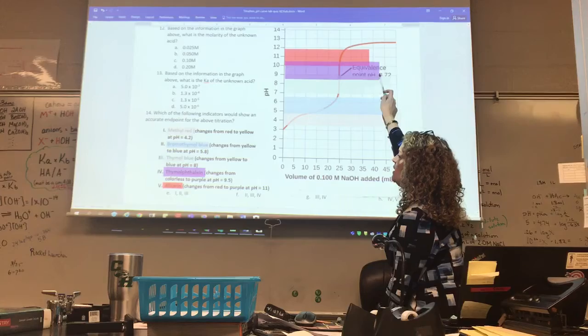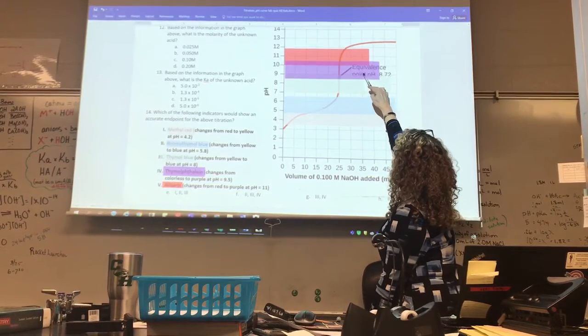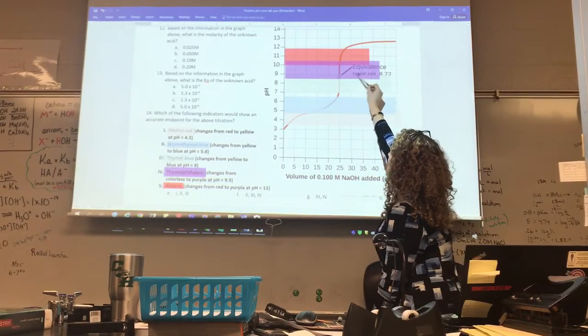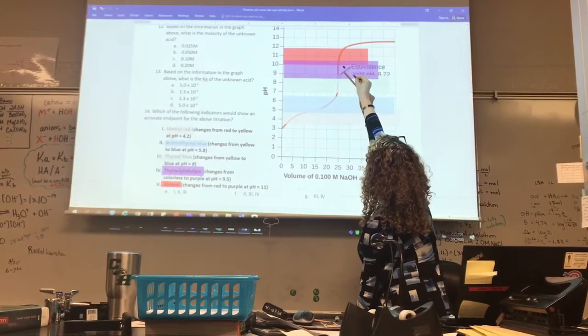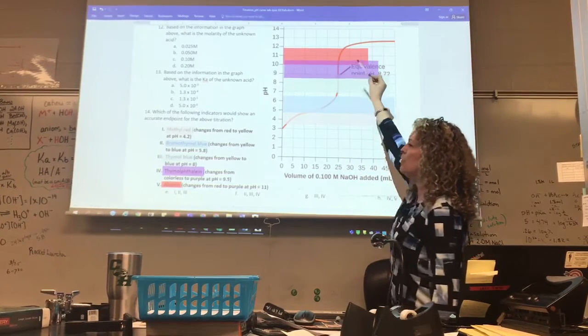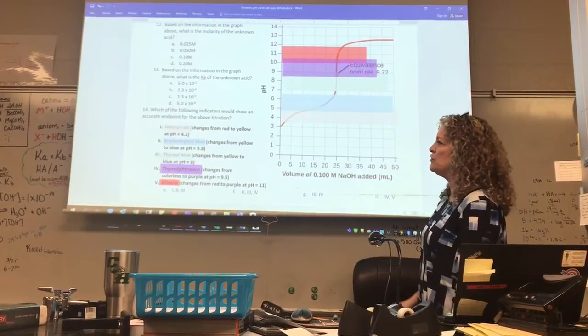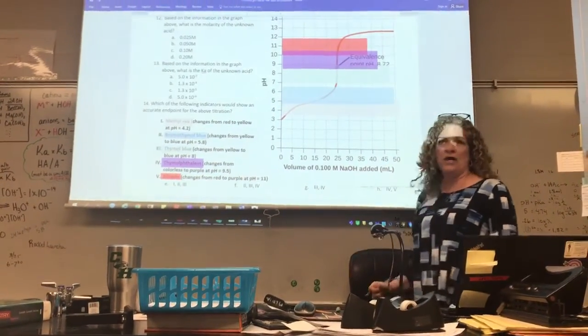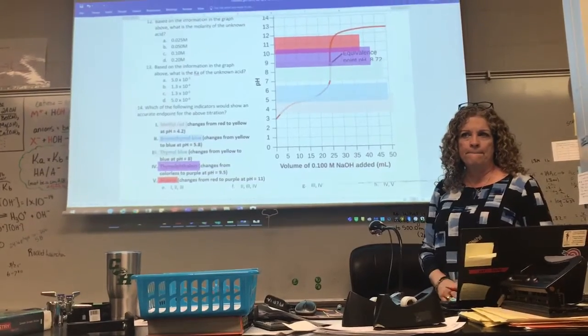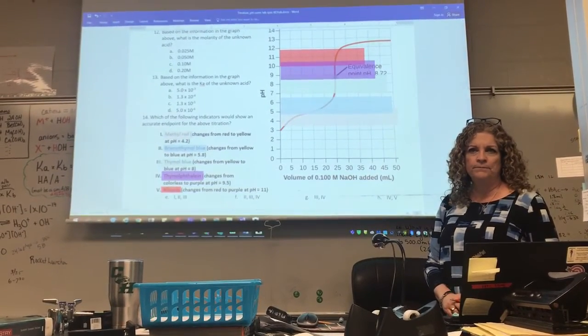How about the thymolphthalein? Is that on the rise? It's from here to here, so it's mostly on the rise. That'll work. Okay, what's wrong with alizarin? It's on the curve. It's just on the curve, a little bit too high. So that's why the answer was G, 3 or 4. Does everybody get that?